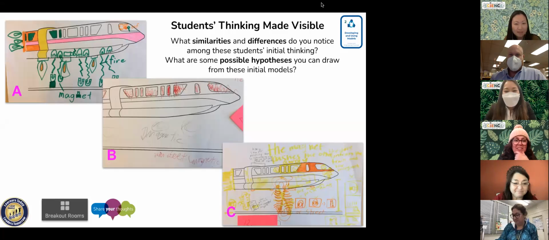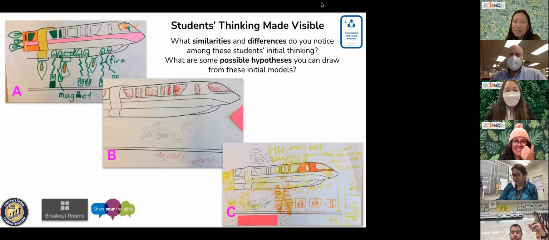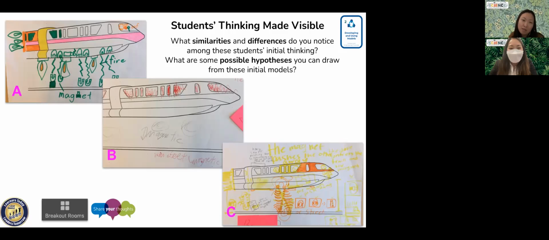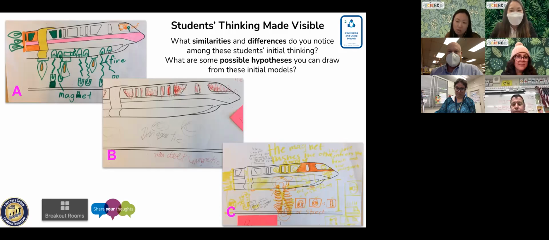All right, welcome back. Sorry for the brief interruption to the images. Hopefully you were able to get a glimpse of the similarities and differences. Please share in the chat. What are some similarities or differences that you saw? You can also unmute and share with the group aloud. You may also want to share some possible hypotheses you as a teacher could gather from these initial models.